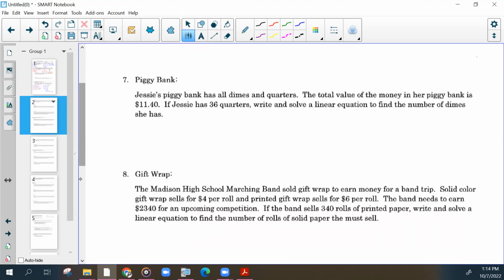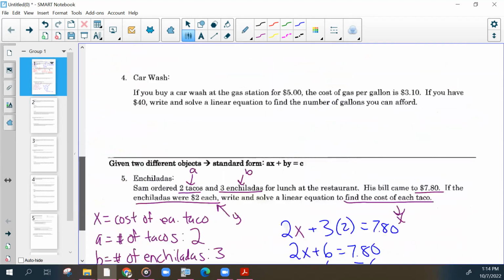Oh, really fast, going back. I don't think I wrote that this was C. Okay.